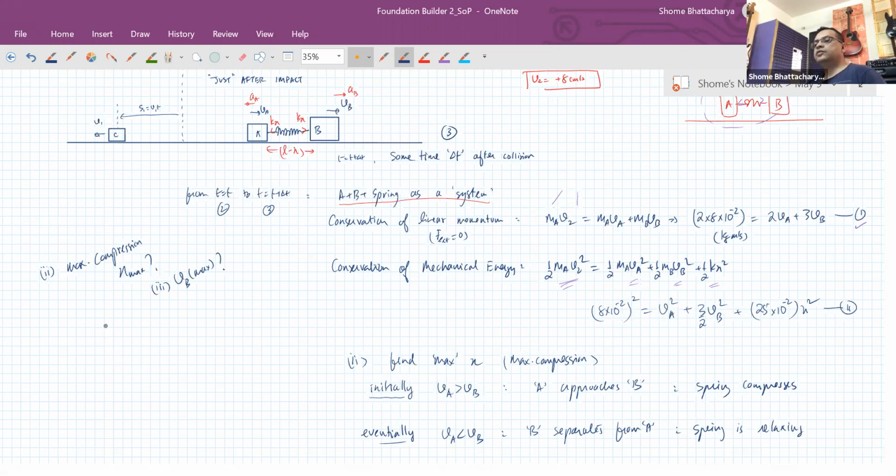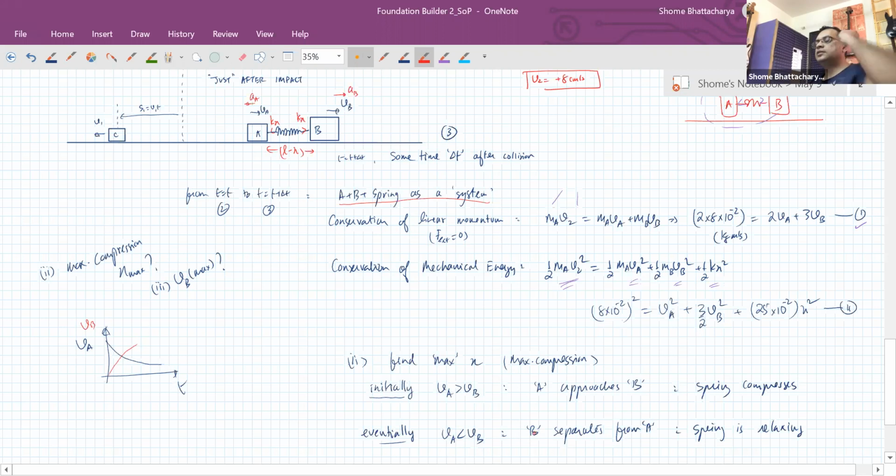Okay. So A's velocity with respect to time is actually decreasing like this. Whereas if you look at B's velocity, it is increasing with respect to time from 0. And at some point of time, the velocities are equal. So that is when the spring will have the maximum compression. Are you clear on this point?